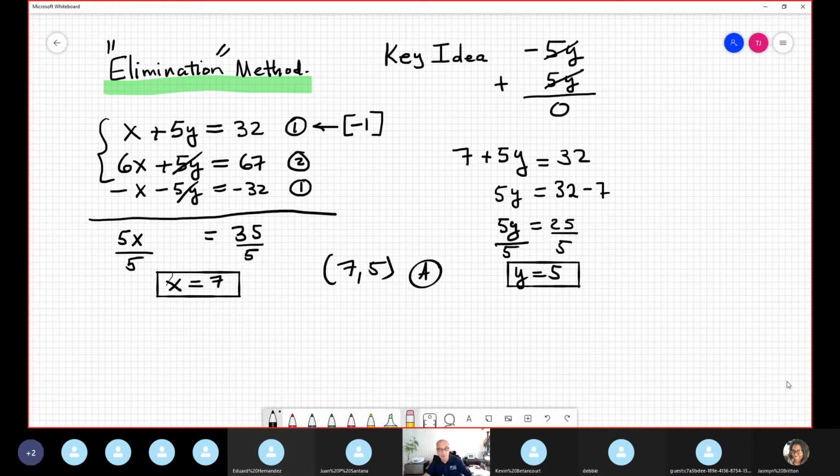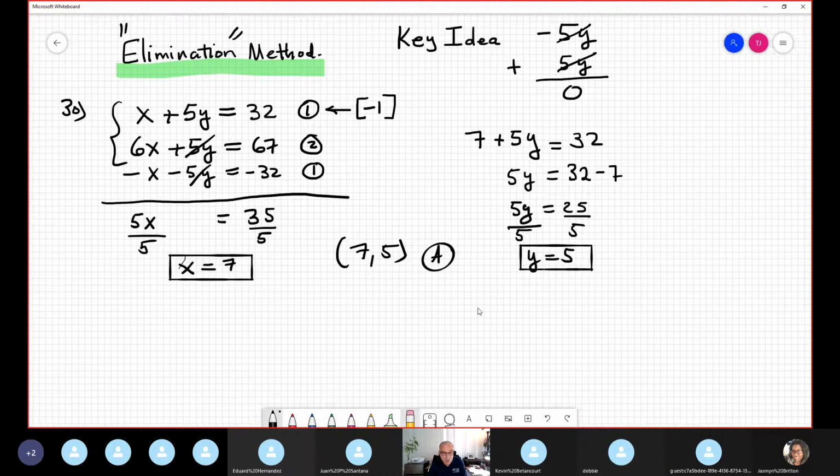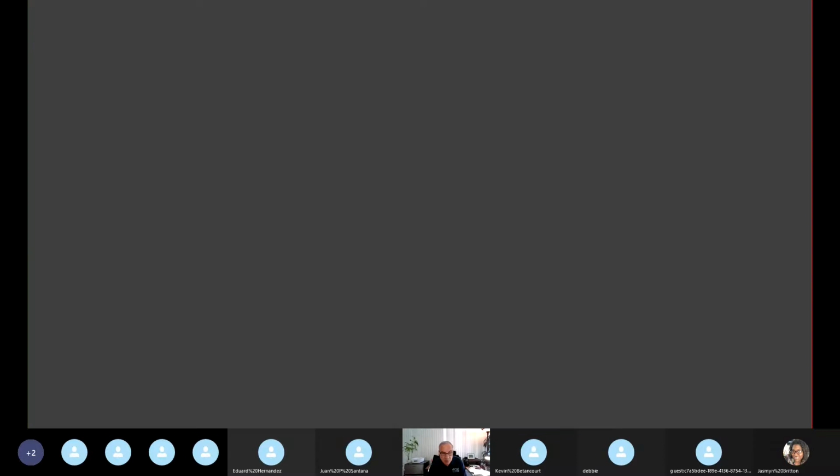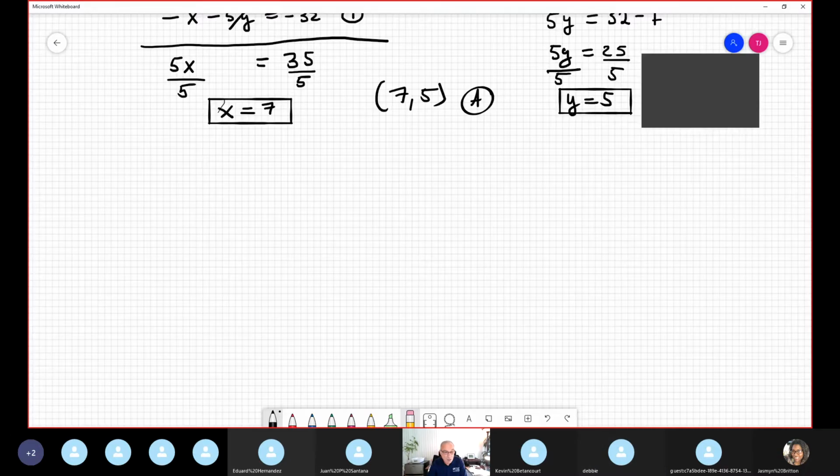So let's practice. Do you understand or no? This was example 30. Now let's do 31. You answer me, guys. Do you understand or no? Elimination, at least the key idea? Good. Yes. Okay, perfect. 31. So you help me a little bit to try to find the best strategy to manipulate this system using elimination.